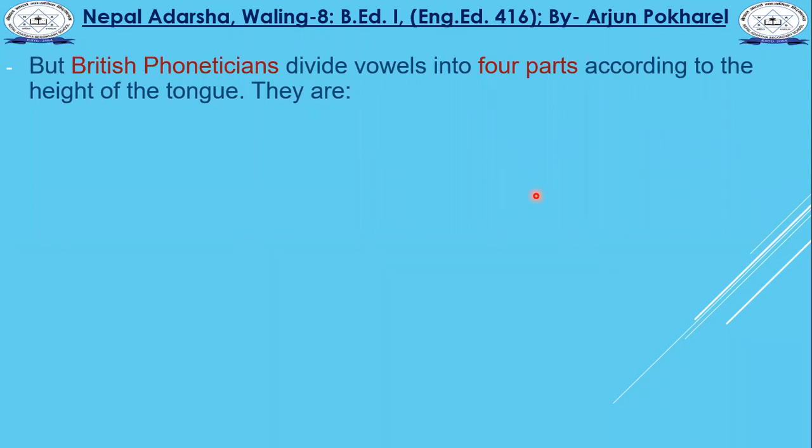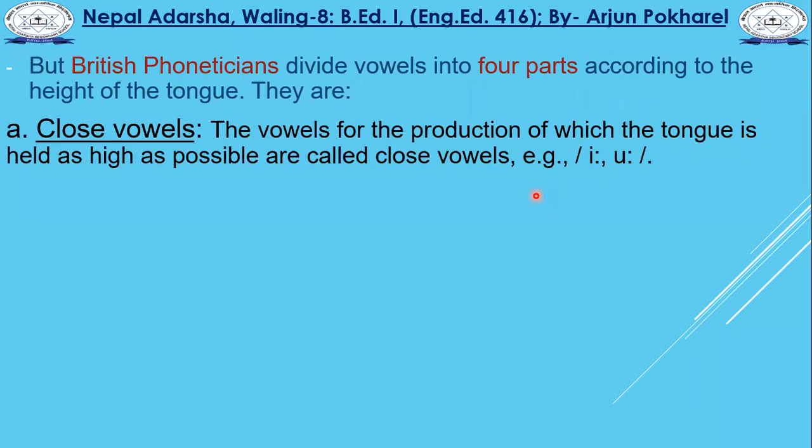The first one is closed vowels. What we American phoneticians call high vowels, mid vowels, and low vowels, here are called close, half close, half open, and open. Four different types are given. The vowels for the production of which the tongue is held as high as possible are called closed vowels.